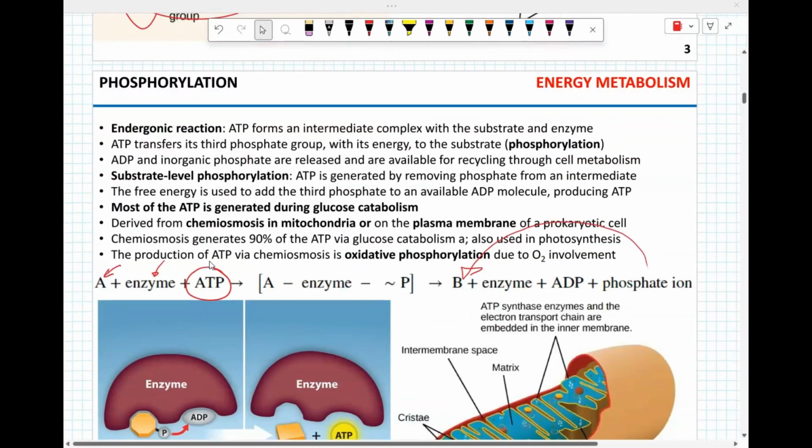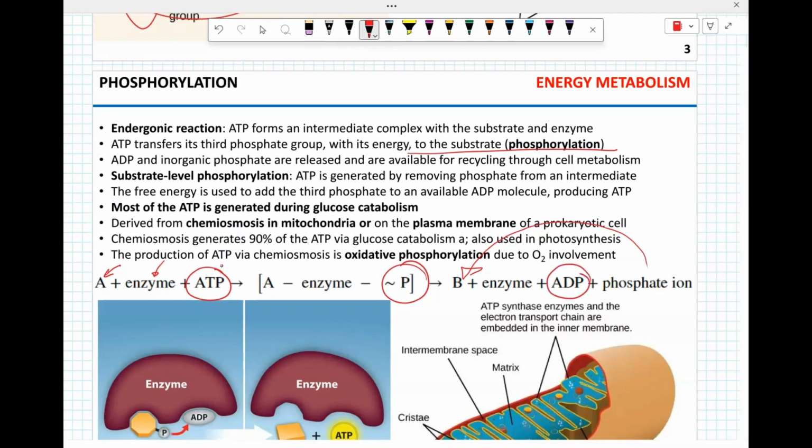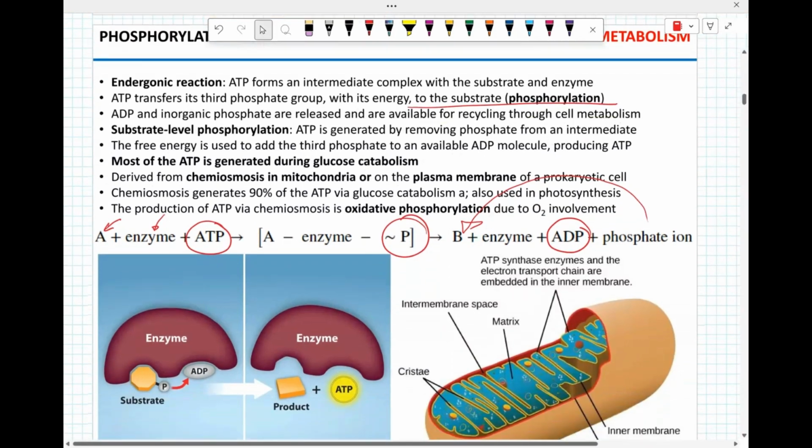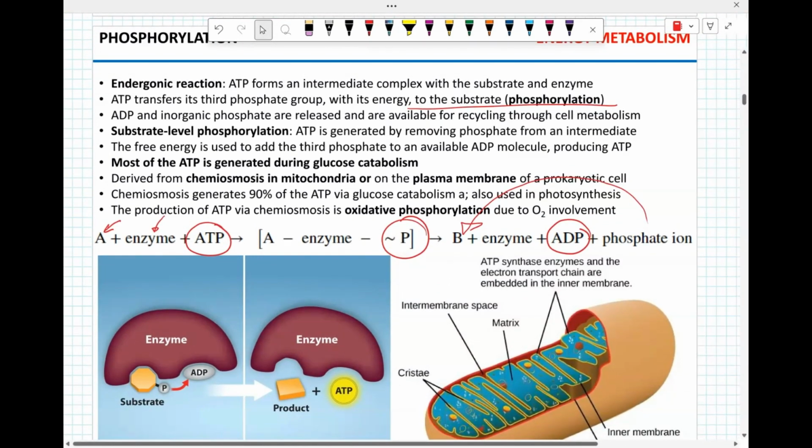Now, breakdown of ATP may either result in the release of inorganic phosphate and production of an ADP molecule, or it can result in the transfer of the phosphate group onto the substrate of the enzyme. Importantly, ADP, a relatively low energy molecule, is formed, and it has to be recycled to produce fresh ATP molecules. The production of ATP from ADP and inorganic phosphate is called phosphorylation.